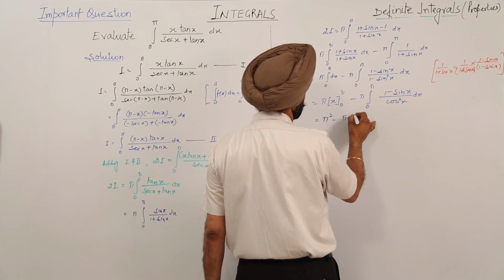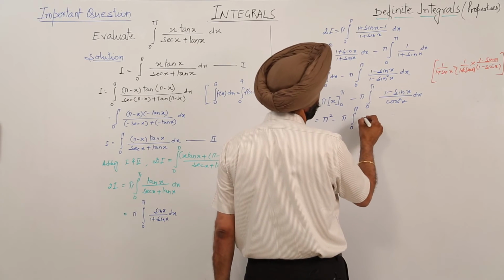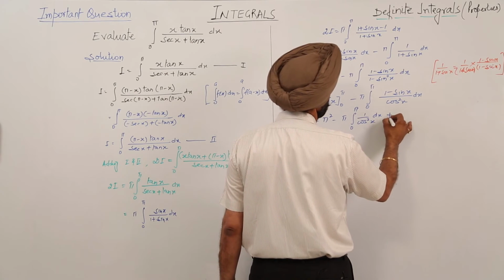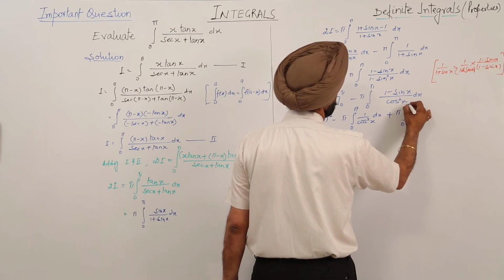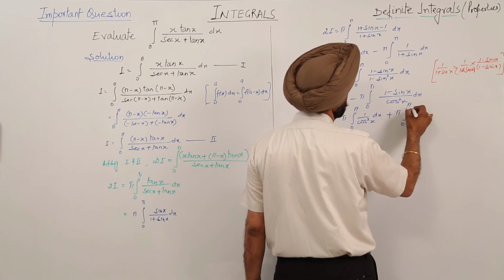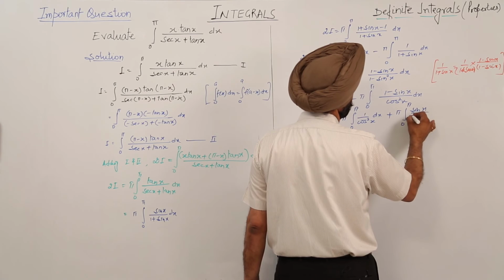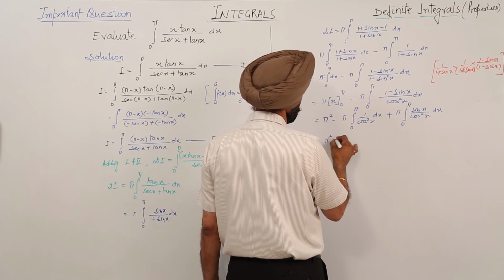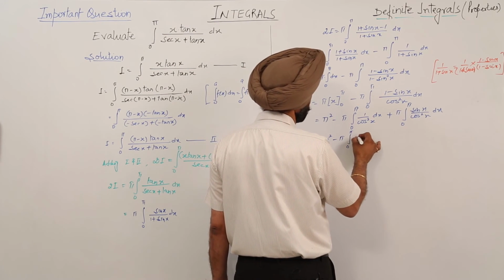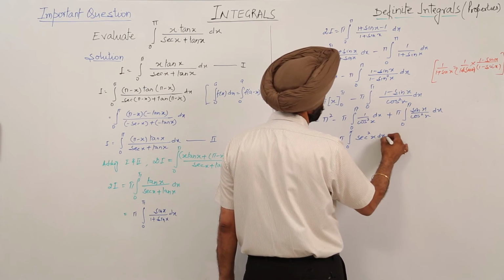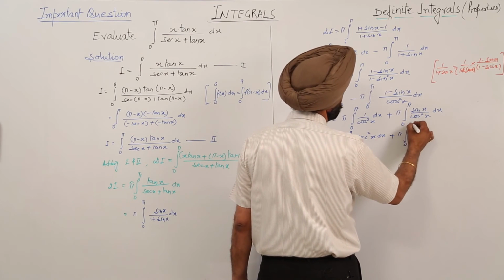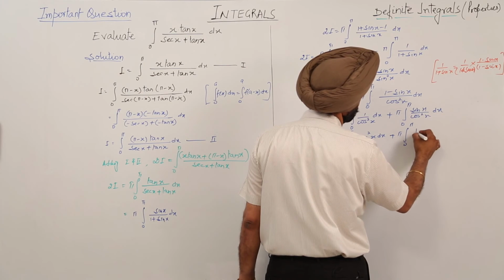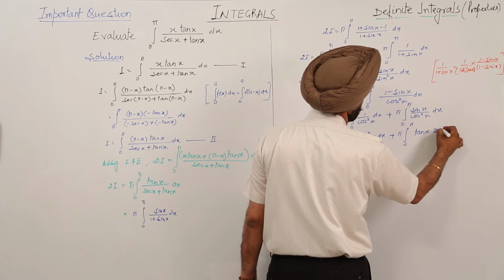Now this becomes pi square minus pi, integral 0 to pi of 1 upon cos square x dx, plus pi, integral 0 to pi of sin x upon cos square x dx. Pi square minus pi, integral 0 to pi of secant square x dx, plus pi, integral 0 to pi of sin x upon cos x, tan x secant x dx.